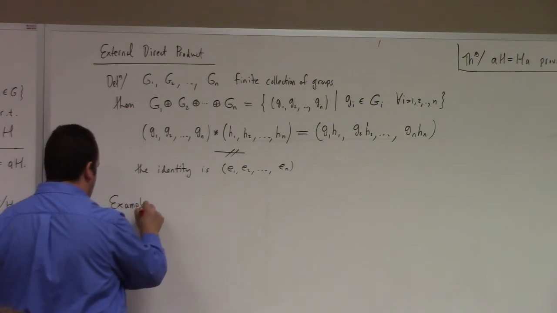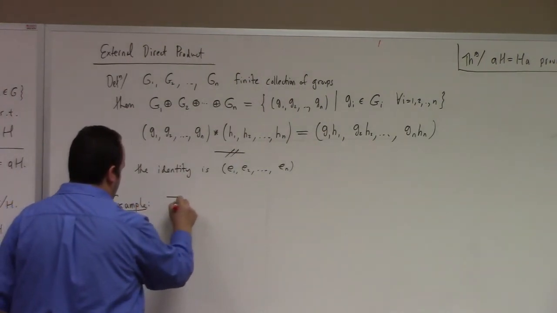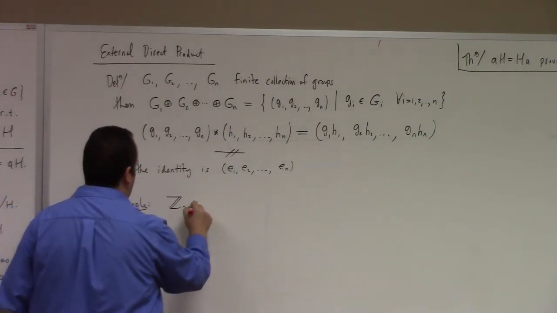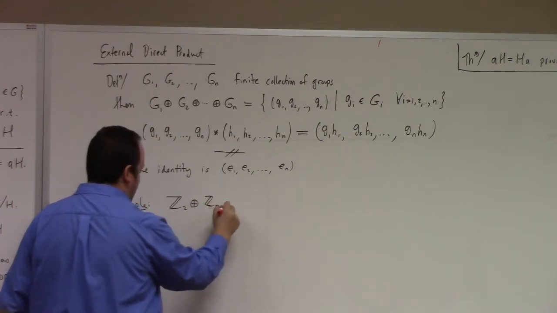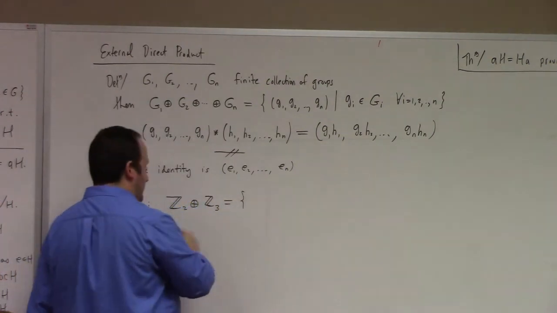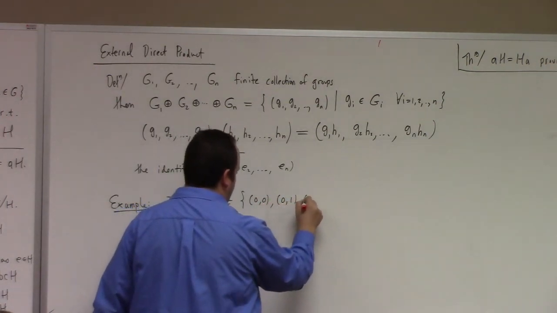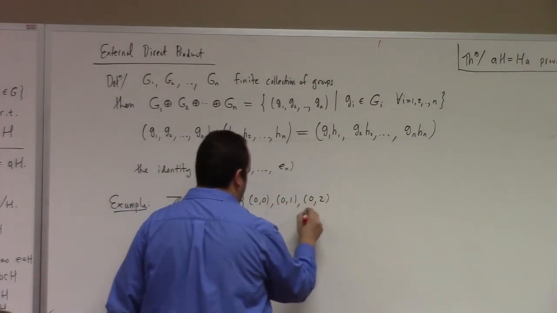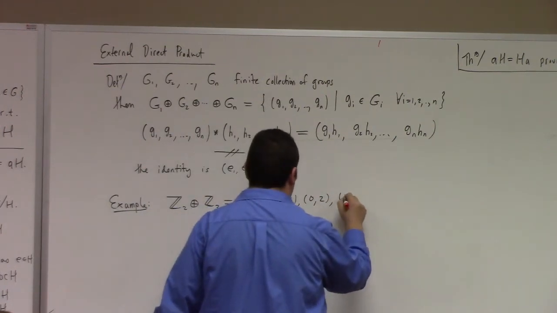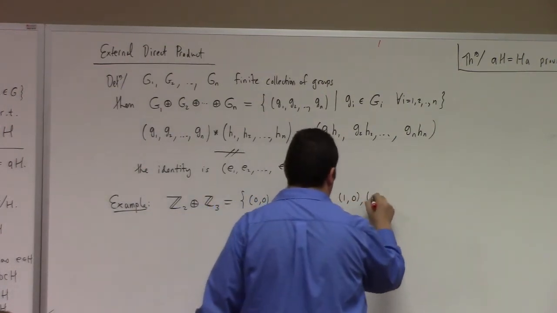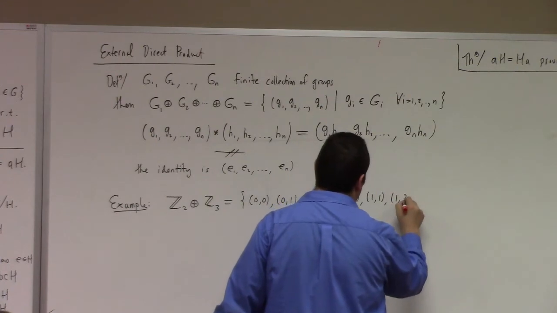Let me show you an example. If I look at the direct product of, say, Z2 and Z3, what's this going to look like? This is going to look like the pairs (0,0), (0,1), (0,2), (1,0), (1,1), (1,2). That's fun.